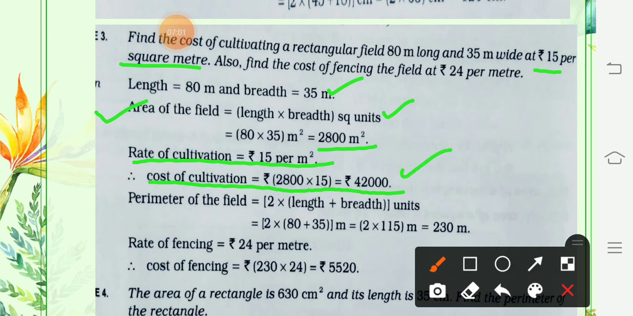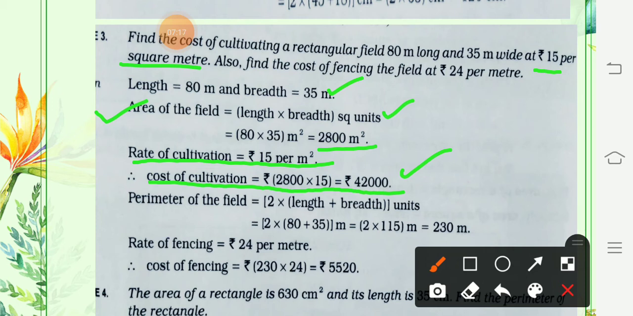First answer is finished here. Now go back to the question. Also find the cost of fencing. We have to find out the cost of fencing also. Fencing the field at rupees 24 per meter. Fencing की जो rate है वो 24 per meter है.